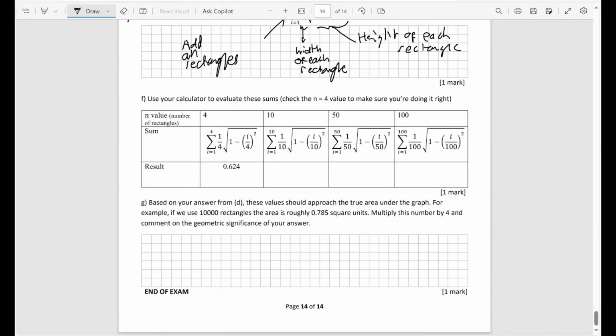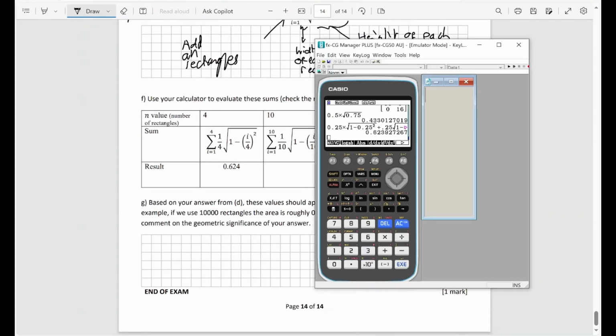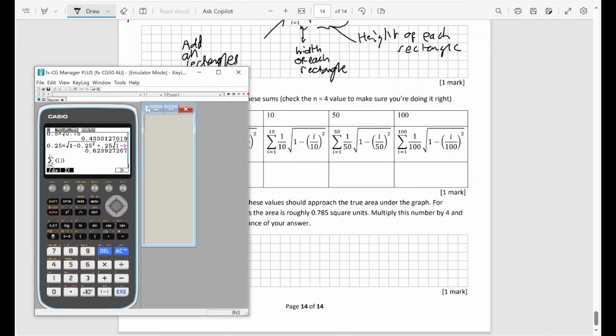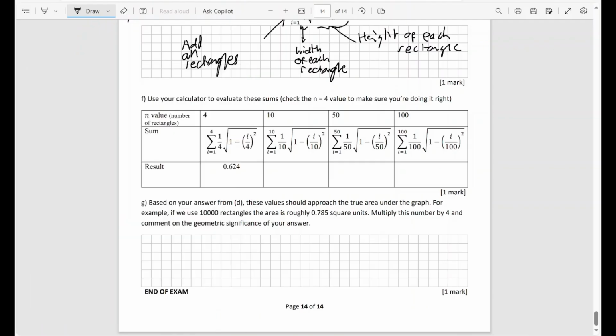All right, so now we're going to calculate some sums. So math, cross sum. Okay, so 1/10 times root 1 take x over 10 squared. X goes from 1 up to 10. 0.726.